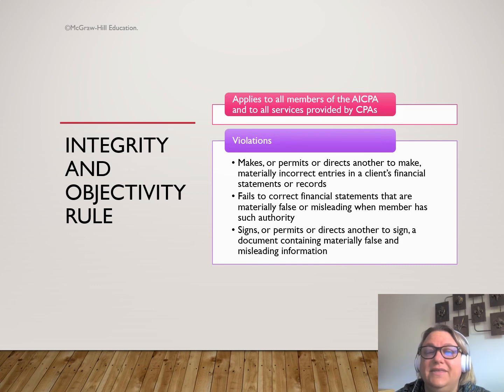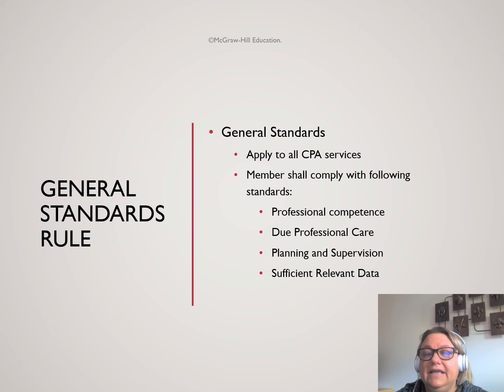All right, integrity and objectivity rule. This applies to all members of the AICPA and all the services applied by CPAs. Some of the violations include making, permitting, or directing another to make materially incorrect entries, failure to correct financial statements that are materially false, and signing or allowing someone to sign something that is materially false or misleading information. The general standards apply to all CPA services, and they have to comply with professional competence, due professional care, planning and supervision, and provide sufficient relevant data.